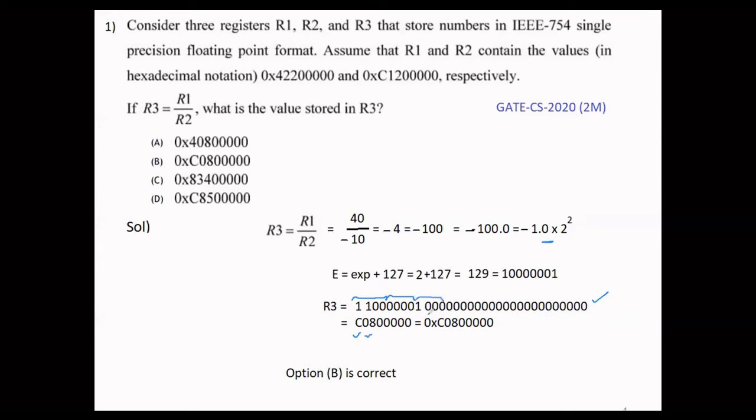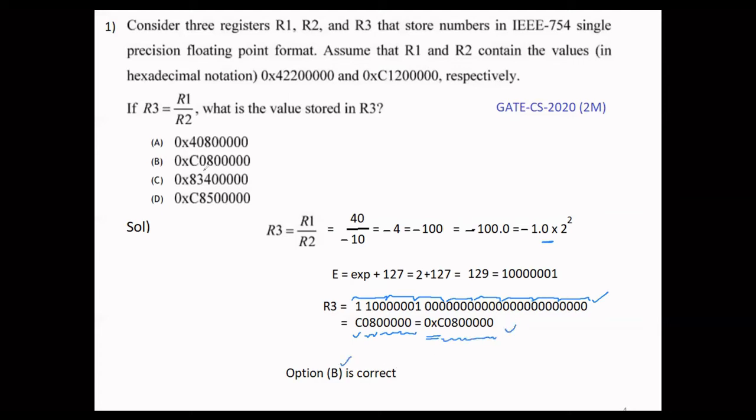1000 up to here, it is 8. Next from here 000, and this is also 0, and this is also 0, and this is also 0, and lastly this is 0. So 0000 hexadecimal value. So you can put 0x, which is the representation of hexadecimal value. Then C080000 is the right answer.